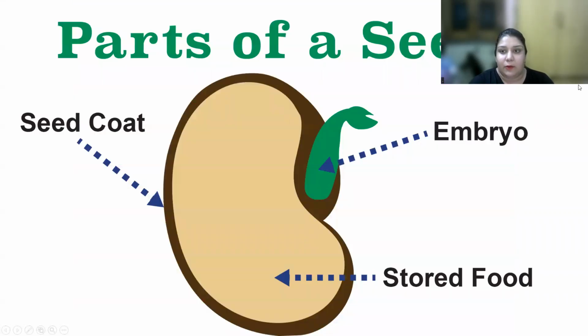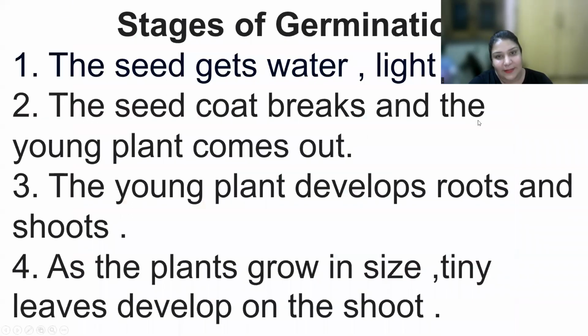See, these are the parts of a seed. If you see it nicely, this is our seed. This is the seed coat. This is the stored food. Where do we store food? The food is stored within the cotyledon, and then the small baby plant.